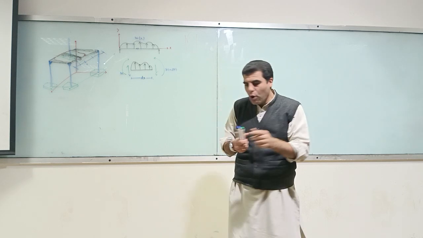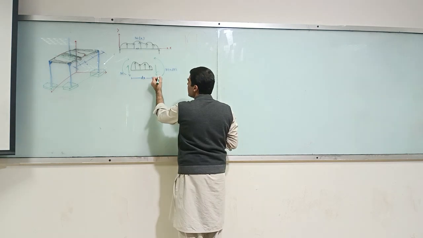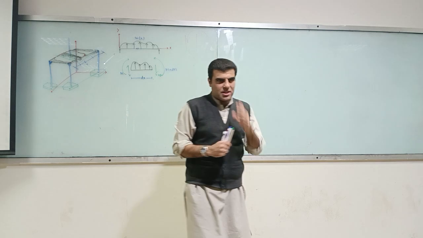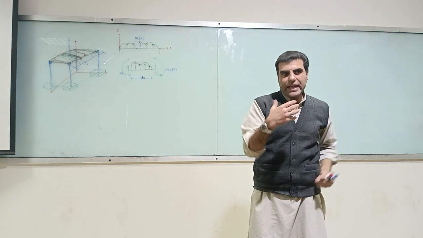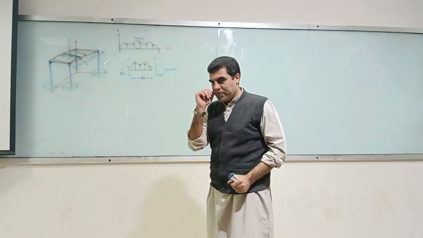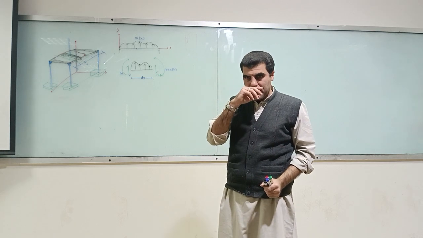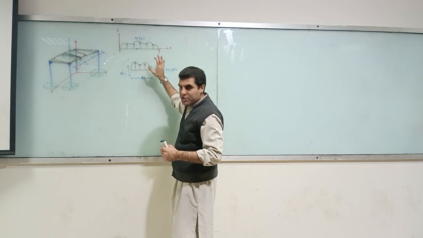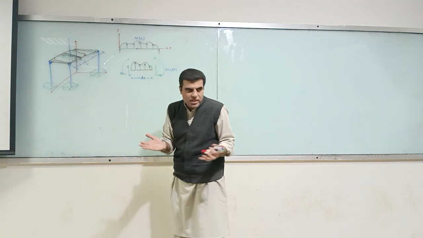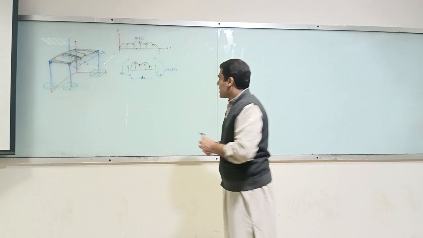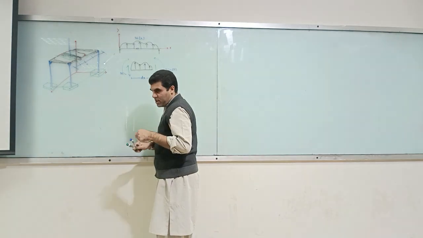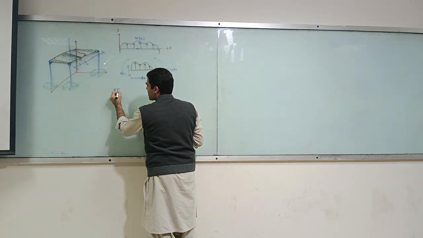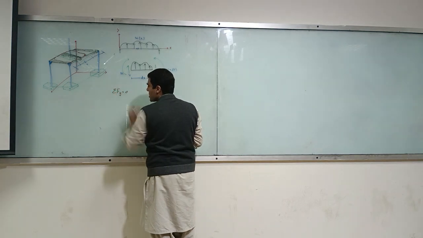So how do we go about it? The equations which are available to us are the equilibrium equations. Equilibrium will give us some relation between the applied load, the shear and the moment. It's only equilibrium. So two equilibrium equations will be active over here. One is summation of forces in y must be equal to 0.